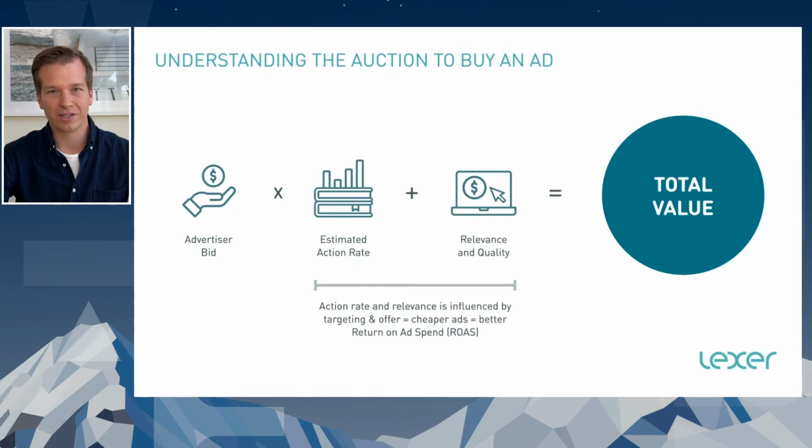Now, the reason that using your customer data is so important when it comes to your Facebook advertising is that the action rate and relevance score of your advertisements are directly influenced by the targeting and your offer. So the better your targeting is, the better your offer is, the better your estimated action rate will be and the higher your relevancy score, which means that not only will you get greater placement of your ads, but you'll also get a lower cost per placement, which ultimately relates to cheaper ads and a better return on ad spend.